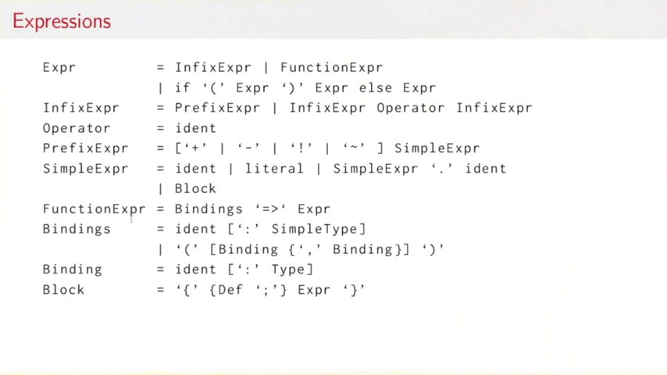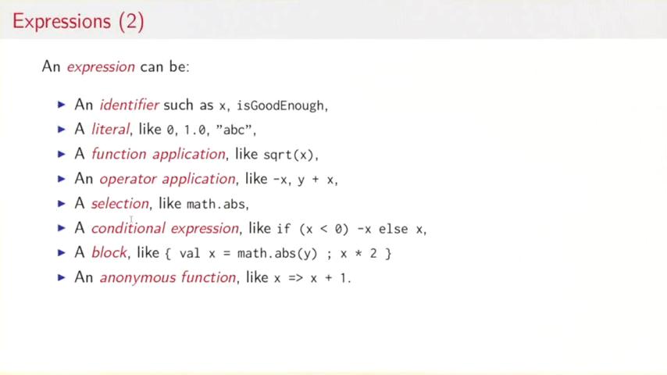Let's look at expressions. So here you see the complete syntax of expressions. I'm not going to go into detail, but it's there for you as a reference. Let's look instead at categories of expressions and some examples. So an expression can be an identifier, such as x or isGoodEnough, or it can be a literal, such as 0 or 1.0 or "abc" in quotes, or it can be a function application, such as sqrt(x), or an operator application, such as y + x, or a selection.